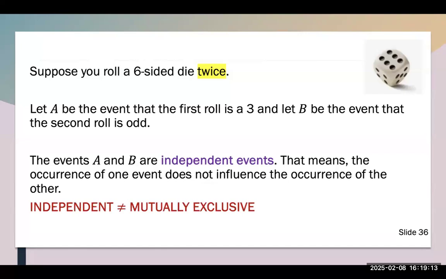Now, independent is not the same thing as mutually exclusive. Mutually exclusive means they don't have anything in common. But like these events, rolling a 3 and the second roll being odd, 3 is odd. So they do have something in common. But these are different rolls. The first roll is a 3 and the second roll is odd.